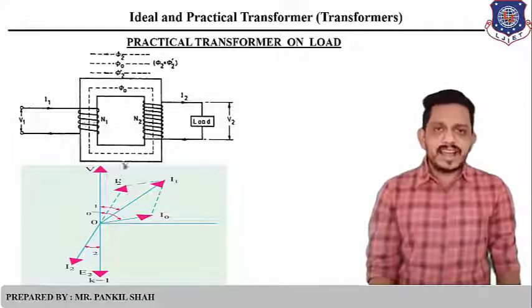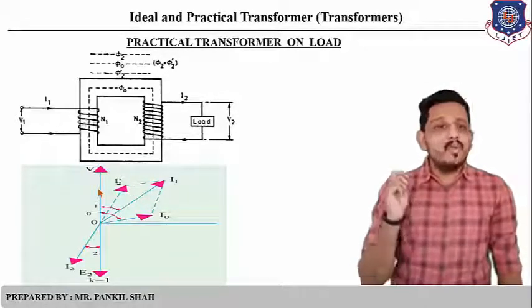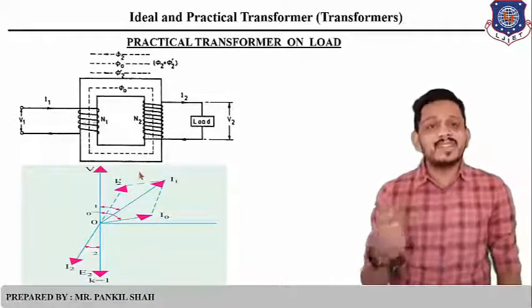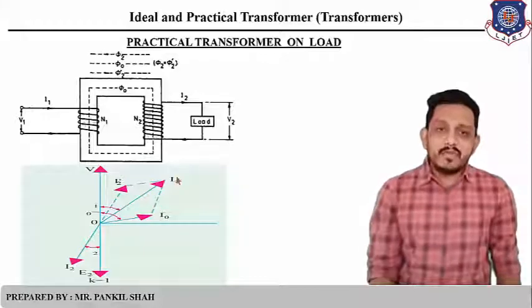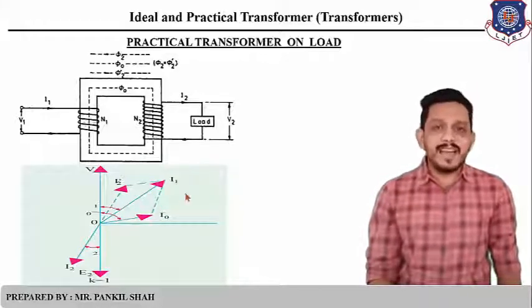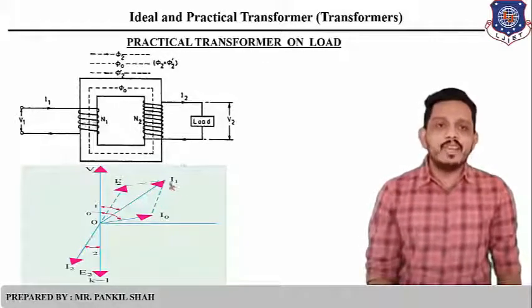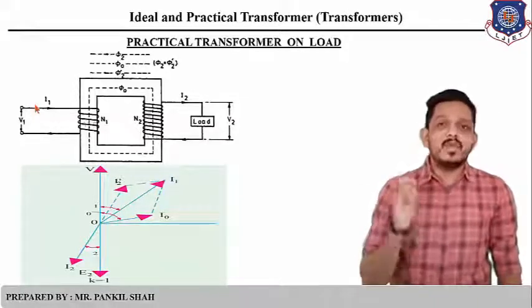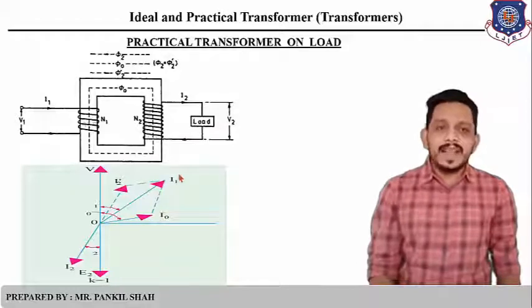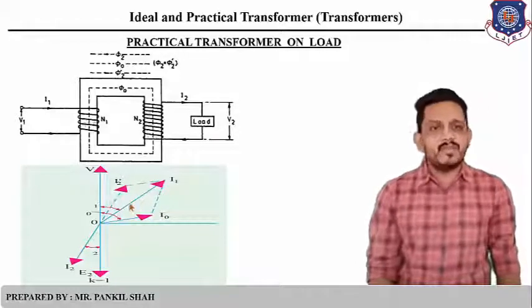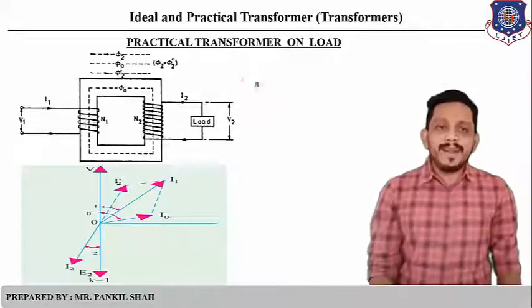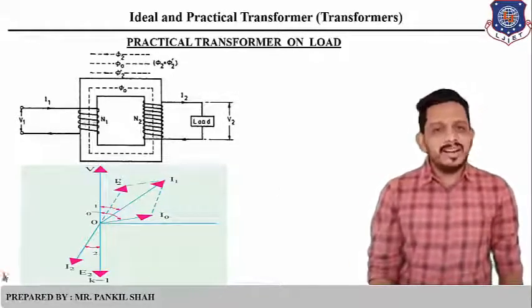So this current is I2. Now we have two currents: I0, the no load current, and this extra current I2 dash. If we join these two currents by the vector diagram or parallelogram method, then we get the final current I1 of the practical transformer under loaded condition. And this current also lags behind the voltage by phi 1 degrees. So this was all about the practical transformer on loaded condition.